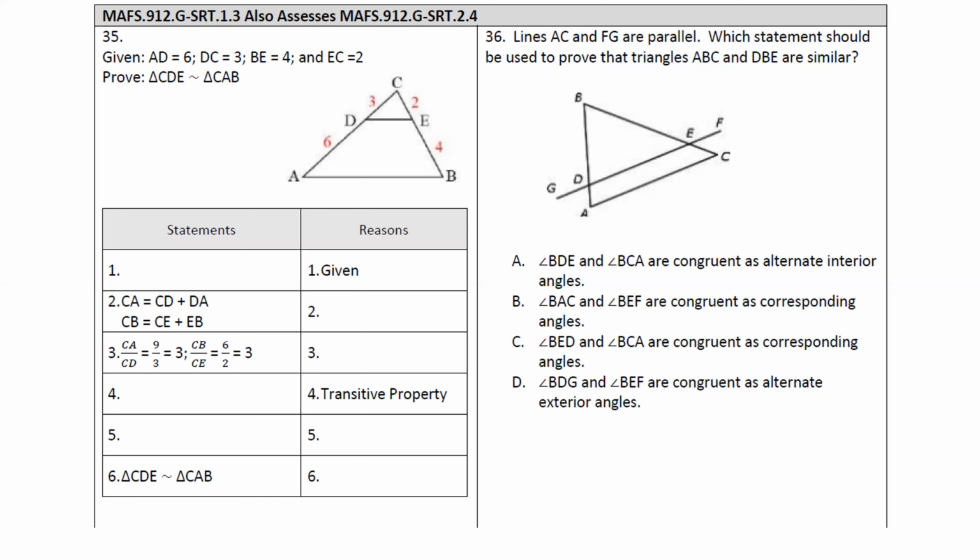You could write all of that in the first blank, which is kind of excessive. But all of this information, since I don't see it listed anywhere else in the proof, could go in for that given statement. Then we said CA is equal to CD plus DA. That would be the segment addition postulate.